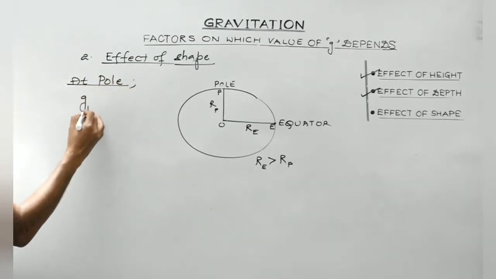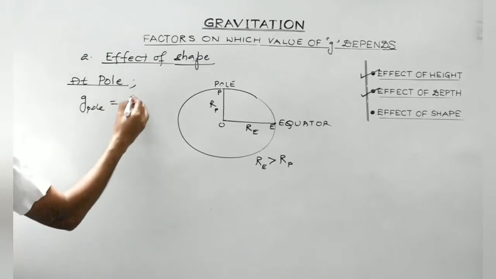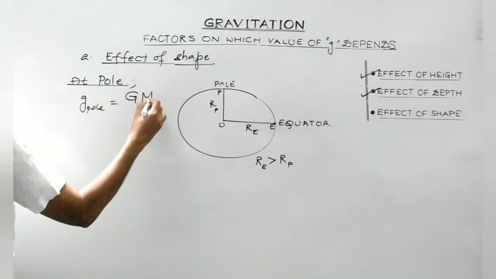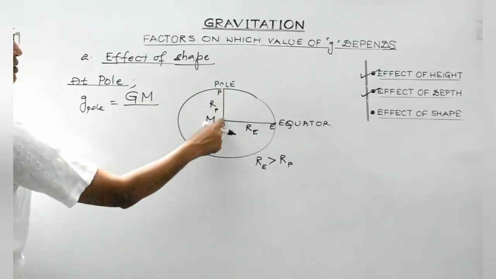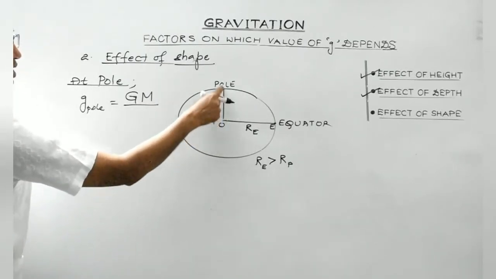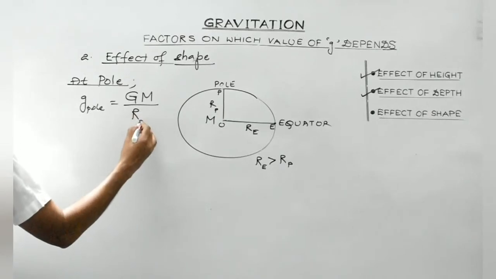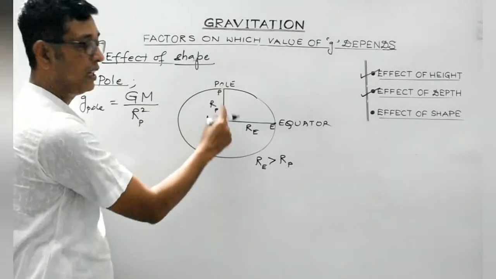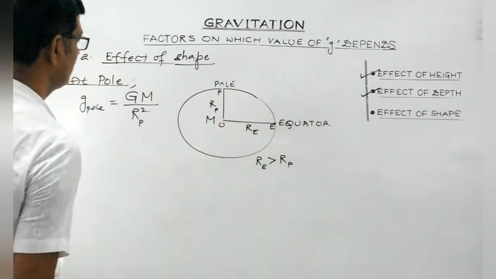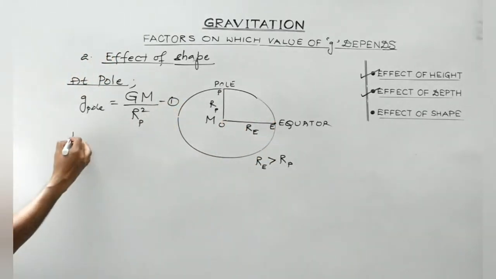what will be the value of small g? It will be g equals G, capital M is the mass of the earth, divided by the distance, that is Rp, its square, that is Rp square, right? At poles we will consider this distance, while at equator we will consider this distance, right? So put this as equation 1.